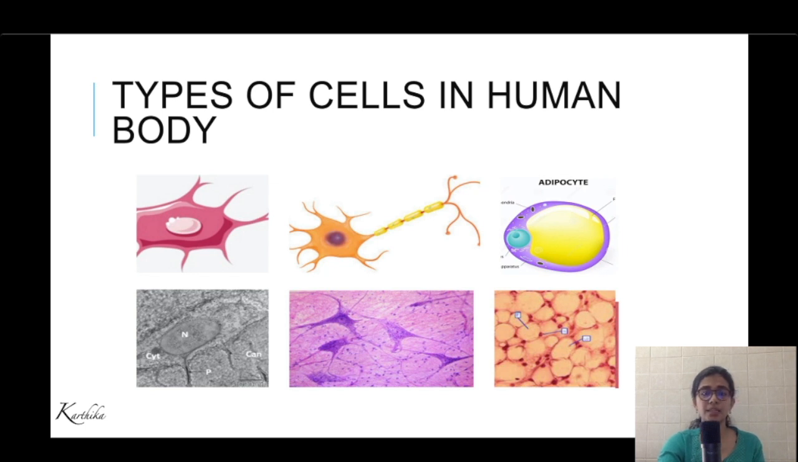Then the second one is a nerve cell, or neuron, and you can see the real microscopic picture beneath the diagram. The third one is the adipocyte, that is a fat cell, and again you can see the microscopic picture beneath the diagram. So you can see they've got peculiar structures.